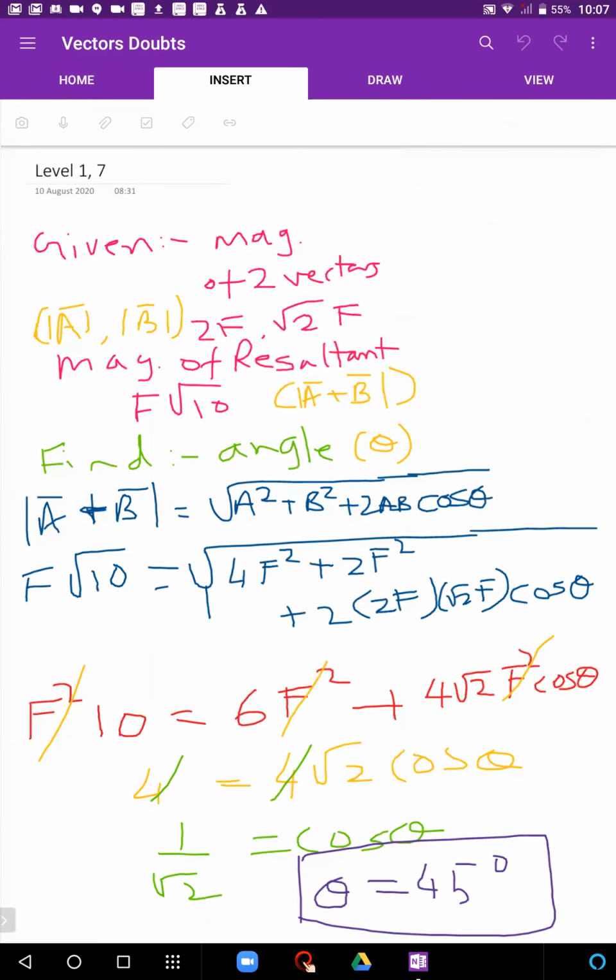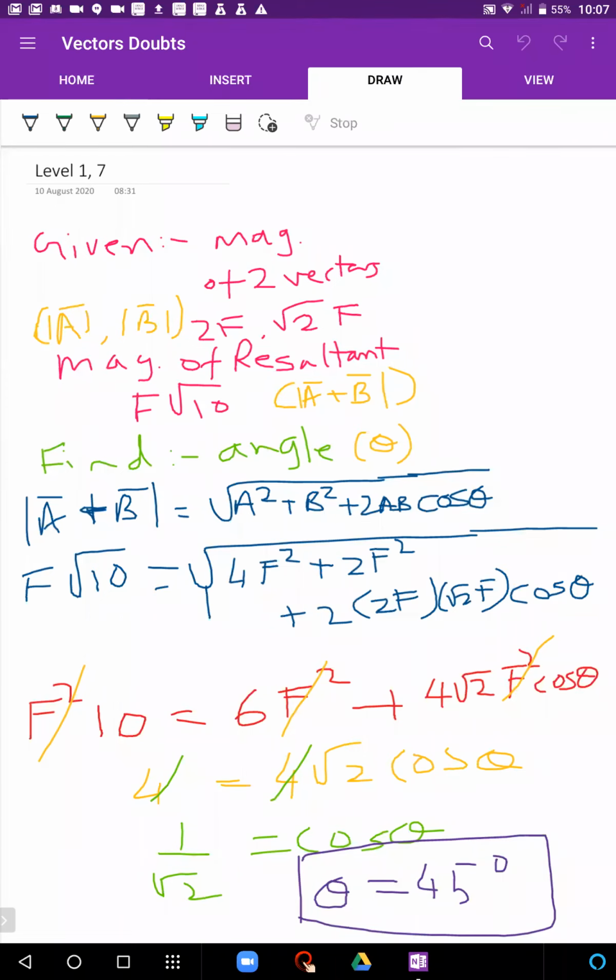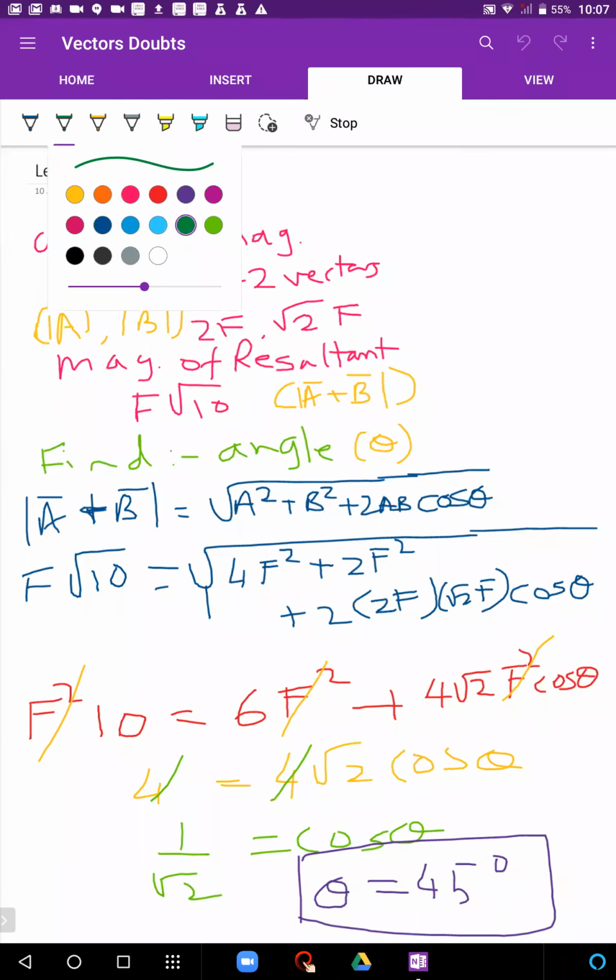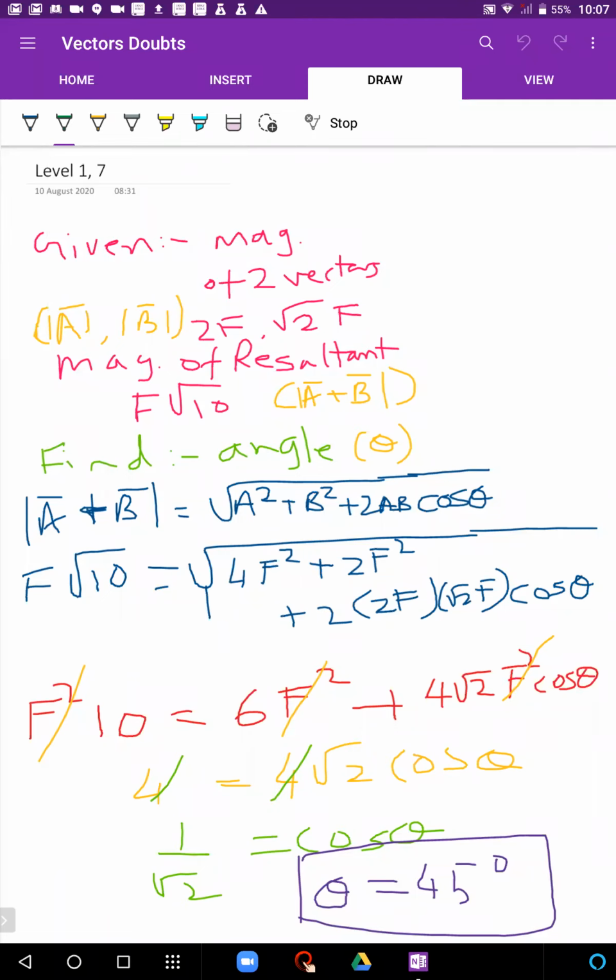All right, so what are you given? Let's try to break that down. You're given the magnitude of two vectors. One vector's magnitude is 2f, another vector's magnitude is root 2f. What I'm trying to show you is how you realize which formula is required in the question.